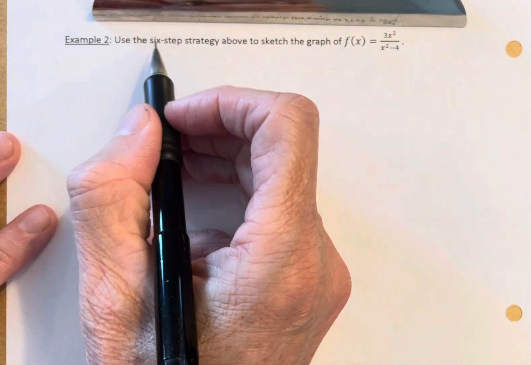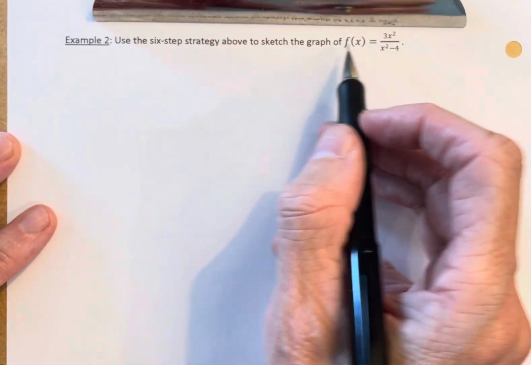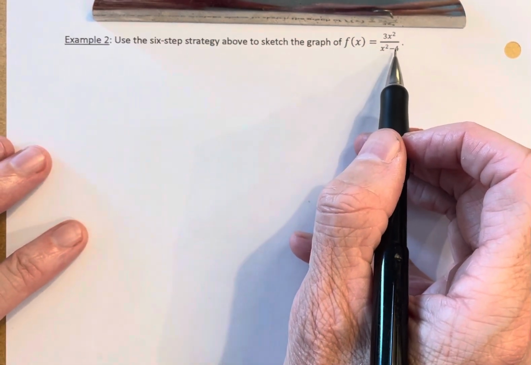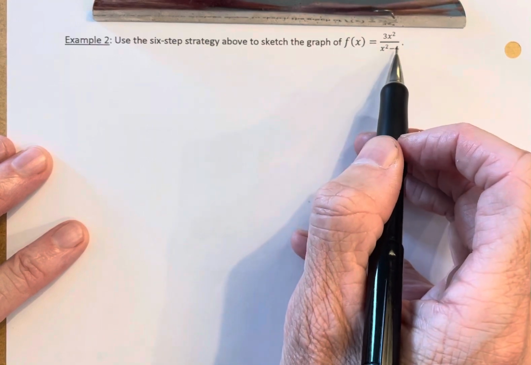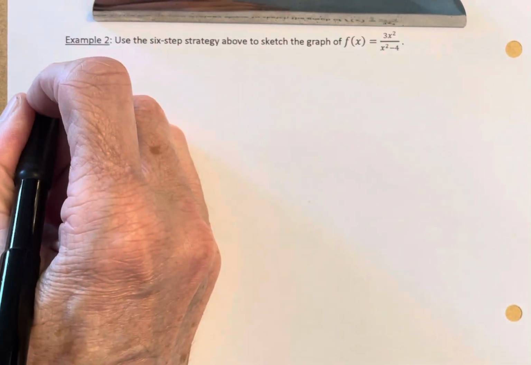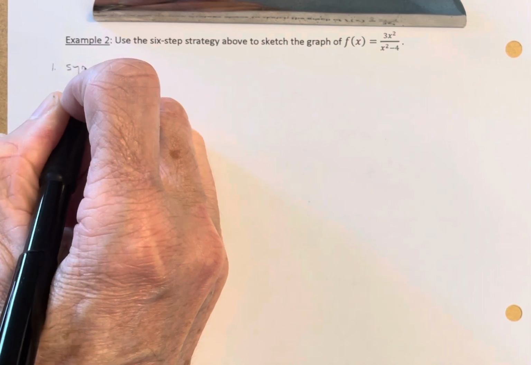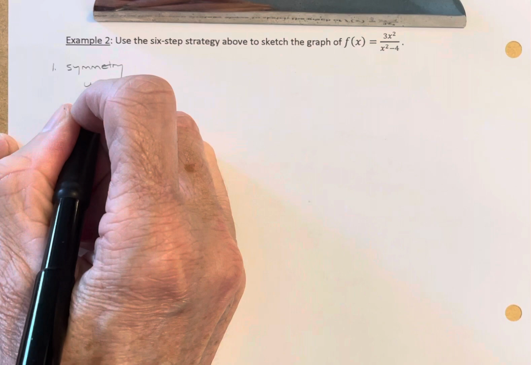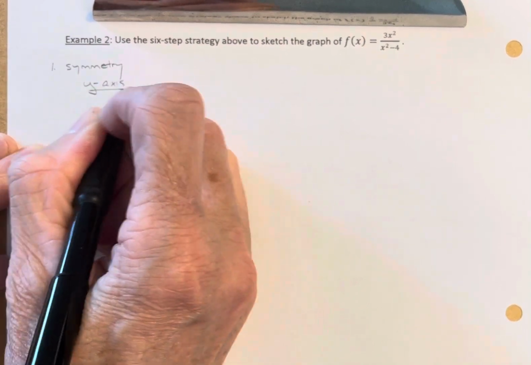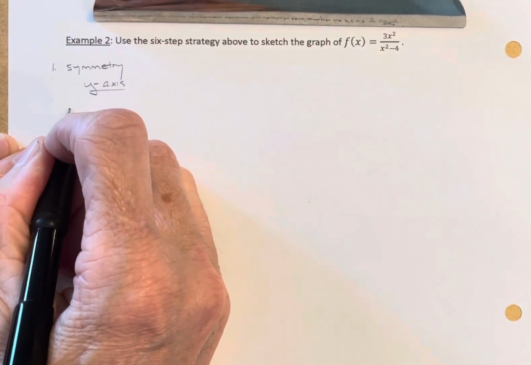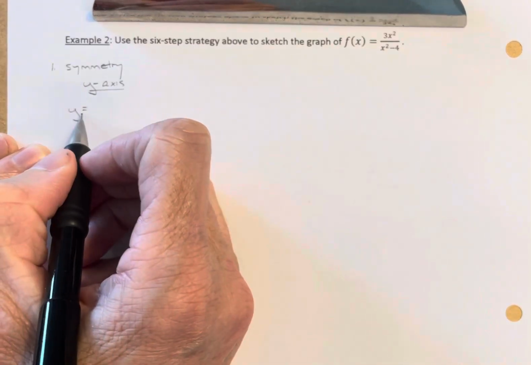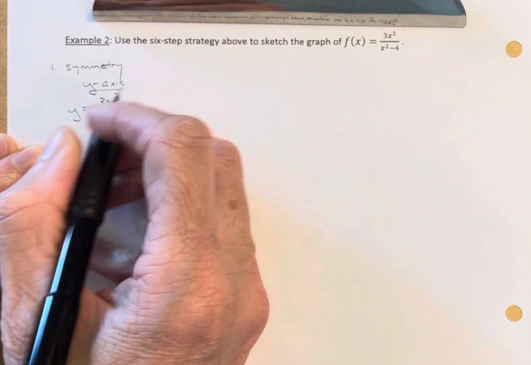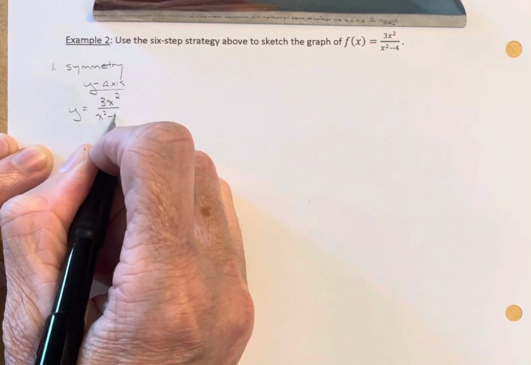Okay, let's use the 6-step strategy to sketch the graph of f of x equals 3x squared divided by x squared minus 4. Okay, so we're first looking for symmetry. And let's start out with y-axis symmetry. Okay, and we know our graph, we replaced the f of x with a y to make our life a little bit easier. And we have 3x squared divided by x squared minus 4.